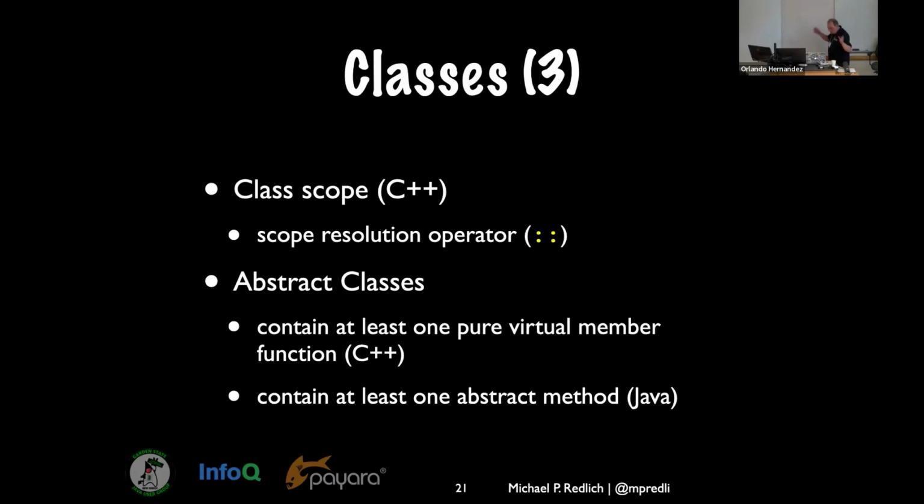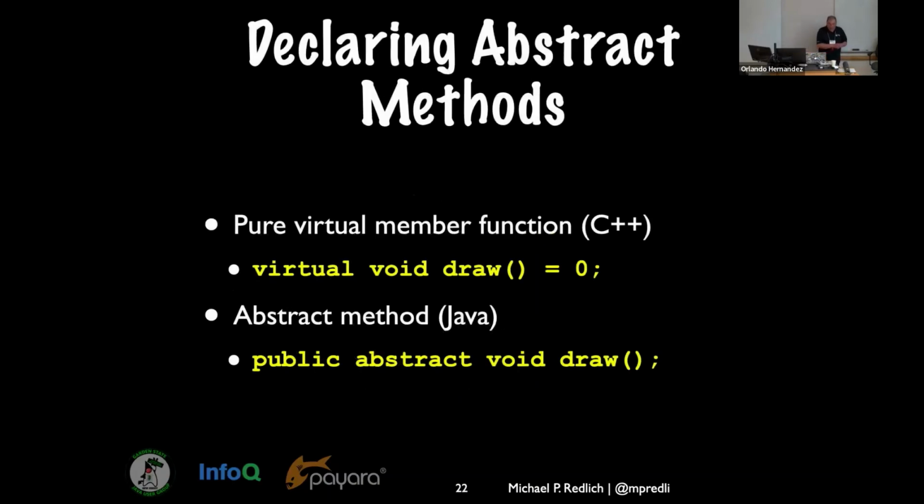Now, I'm a little removed from C++ and haven't done this in a while. But it has this very strange syntax: the virtual keyword, void as the return type, which means it doesn't return anything. The name of the method is draw, and you assign it to 0. It's just the craziest thing. The first time I saw this, like 20 years ago, I was like, what the heck is this?